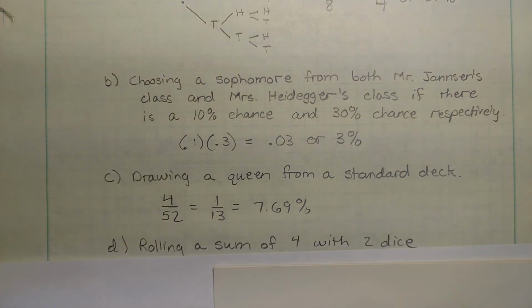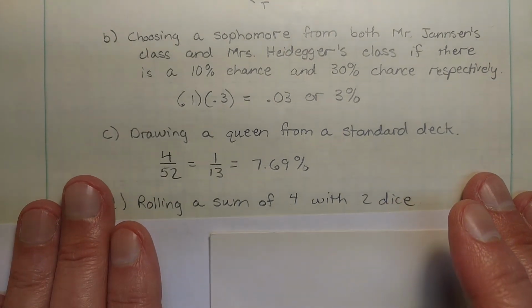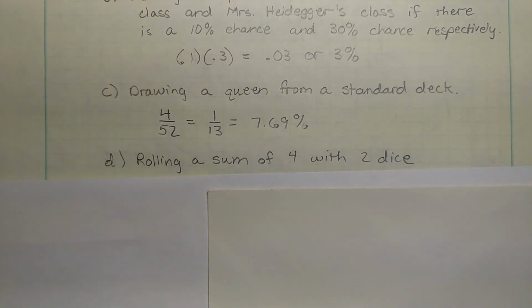And finally, question part D is rolling a sum of 4 with 2 dice. How could we roll a 4? Well, the possibilities are we could have a 1 and 3, or we could have a 2 and 2. But that's not 2 possibilities, because with a 1 and 3, there's 2 different ways: you could get a 1 on the first die and a 3 on the second die, or a 3 on the first die and a 1 on the second die.